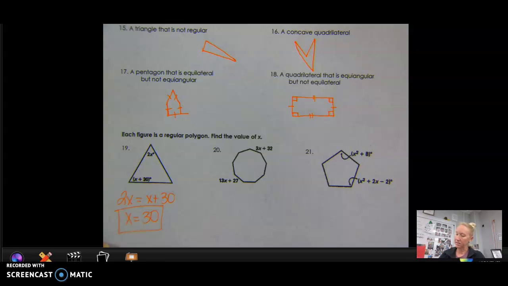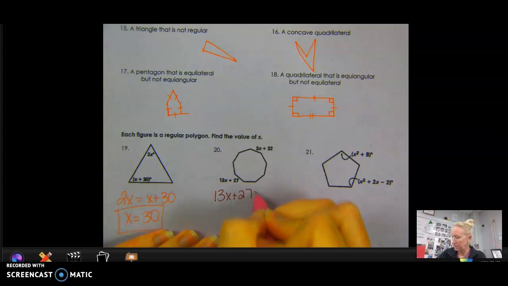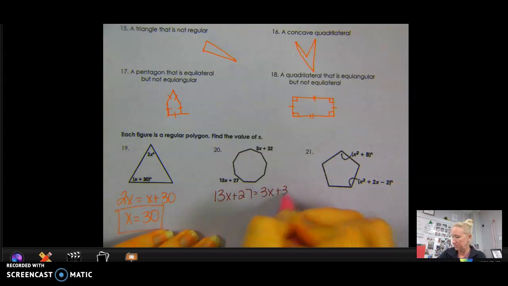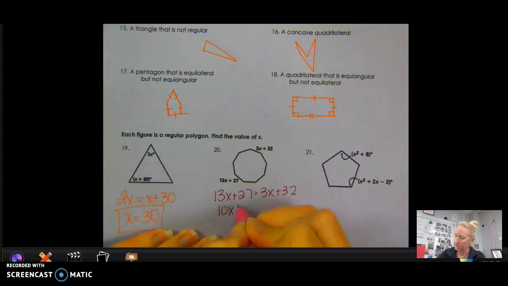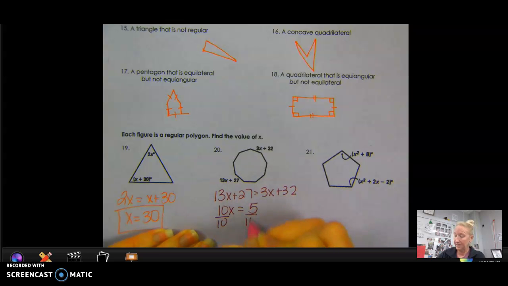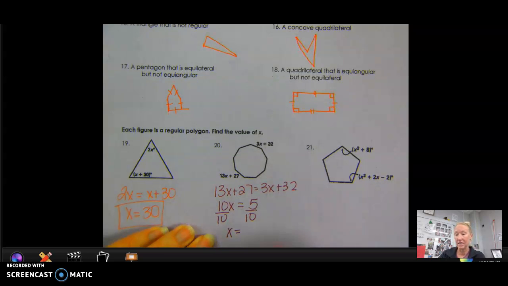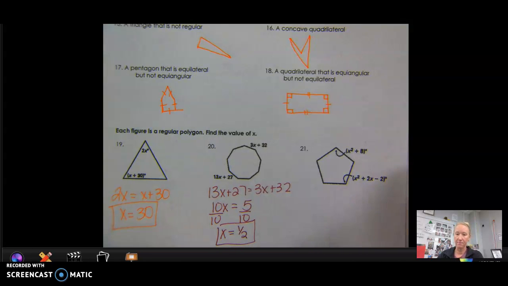This one, if it's regular, all sides are equal, so set these equal. 3x plus 27 equals 3x plus 13. Subtract 3x, I get 10x. Subtract 27, and I get 5. Divide by 10, that is not 2. 5 divided by 10 is 1/2, or 0.5. So be careful on that.